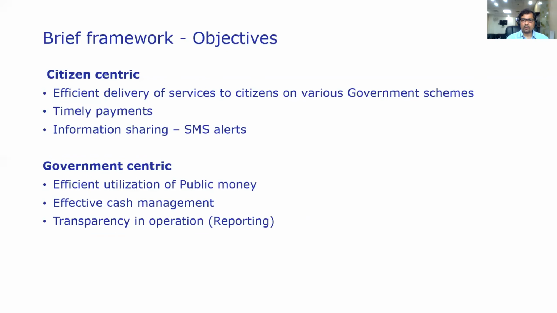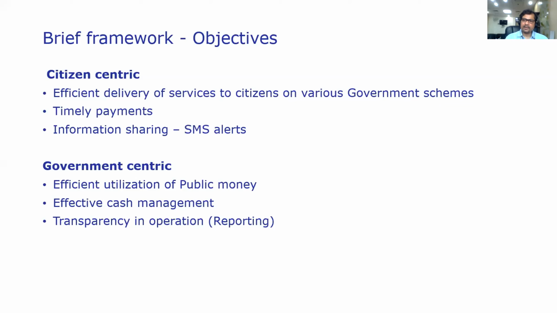Now, the objective which we perceive for fiscal data exchange for public service delivery is that it should enable efficient delivery of services to citizens on various government schemes. As Prashant demonstrated in his presentation, this means timely payments to the payees, and information sharing, which is very critical, like SMS alerts and any other information relevant for the beneficiary or agency or payee to have.